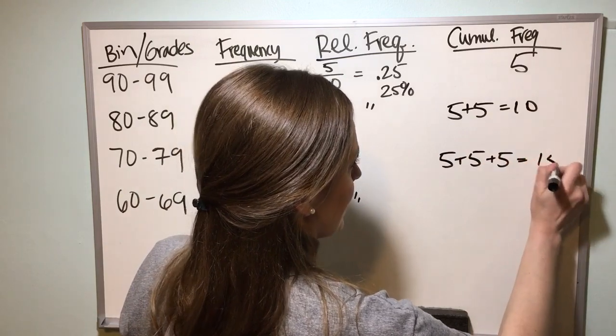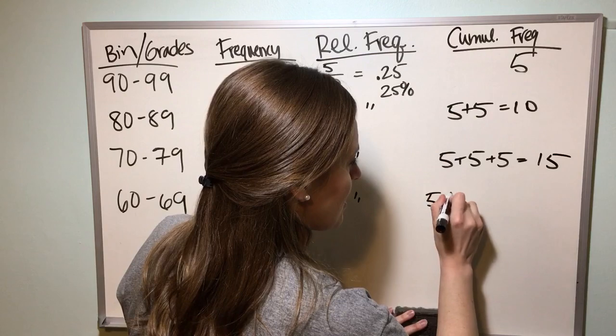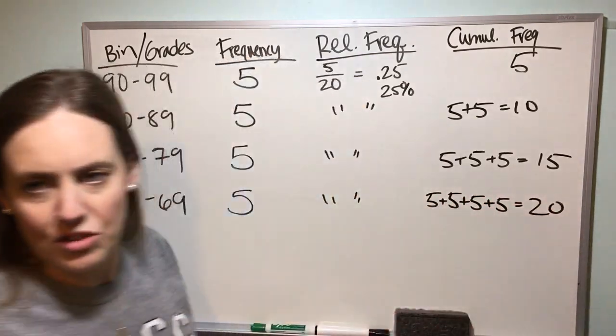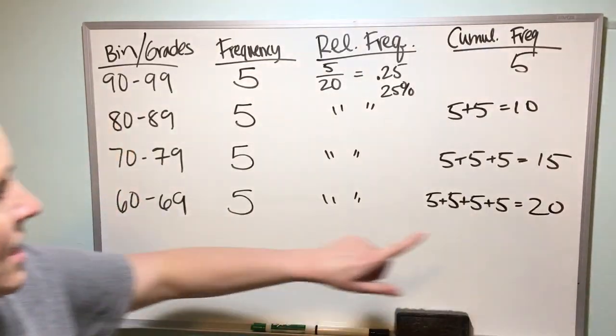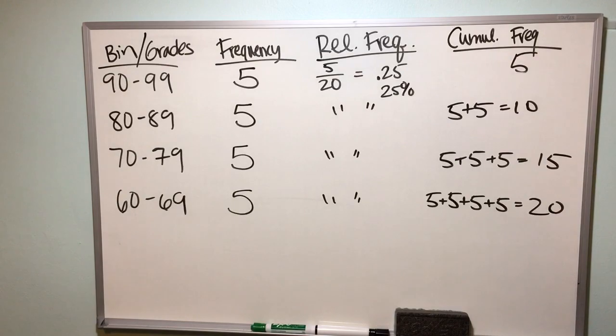Just backtracking for a second. And the last one is 5 plus 5 plus 5. I know it seems redundant, but I think they're just trying to show you that that's how you can check your work. And your total should always be the same number here. So that's how you do number 5.